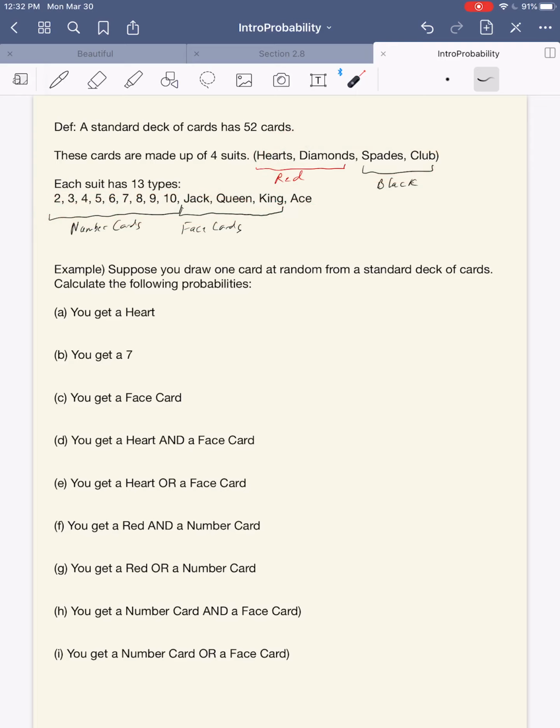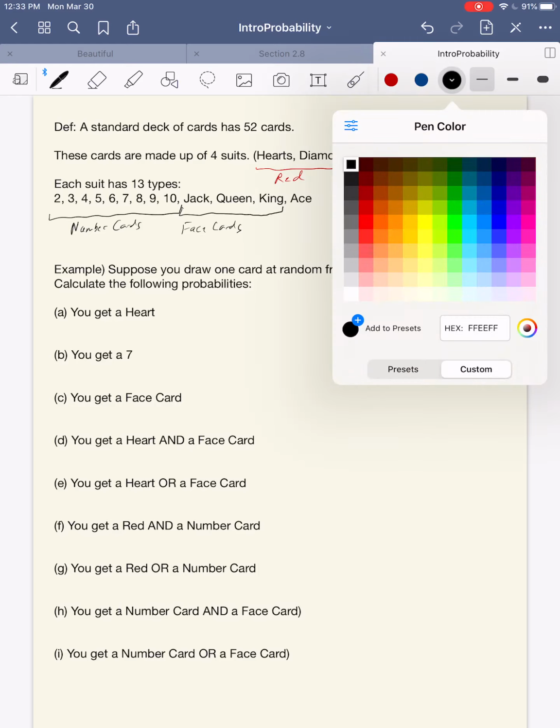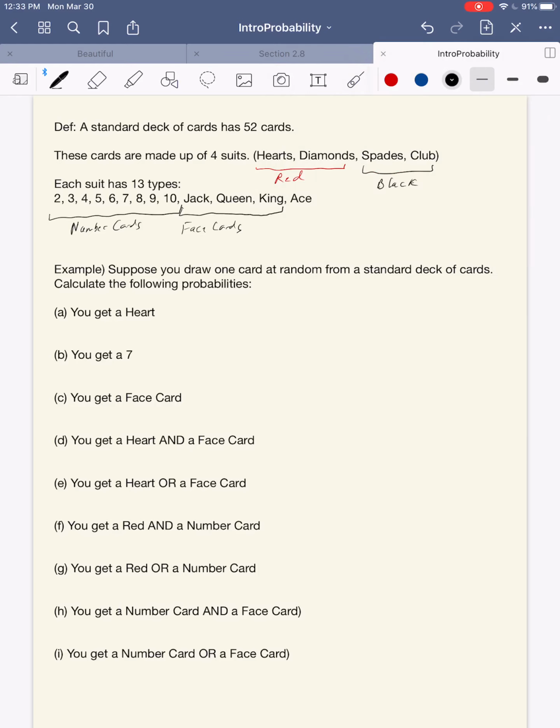We're going to calculate some probabilities here. Let's suppose you draw one card at random from a standard deck of cards. You want to calculate these probabilities. What's the probability that you get a heart? Well, let's go ahead and make sure we can calculate that. Okay, so the probability that we get a heart. Well, we know that it's going to be out of 52 because there are 52 cards in the deck. How many of them are hearts? Well, there will be one heart for every one of the 13 types. So we can get this as 13 out of 52, which is a totally fine answer.